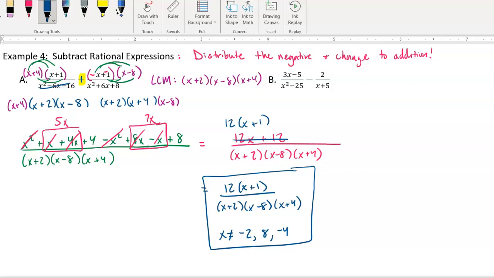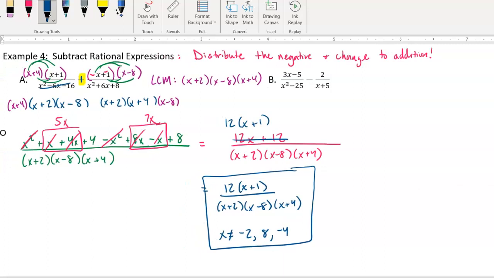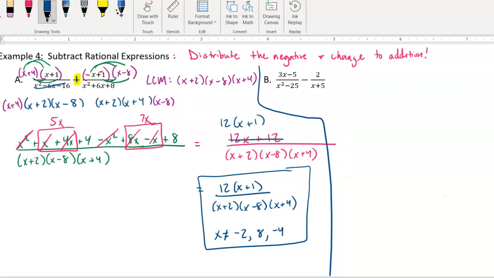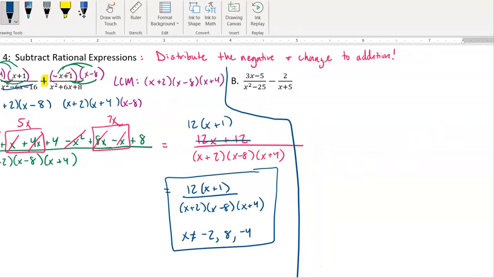All right, I want you guys to try this next one completely on your own. This is a combination of what we did yesterday and what we did today. So let me just move things over here. I want you guys to go ahead and pause the video and hit play when you're ready to check to see if you've done this one correctly.